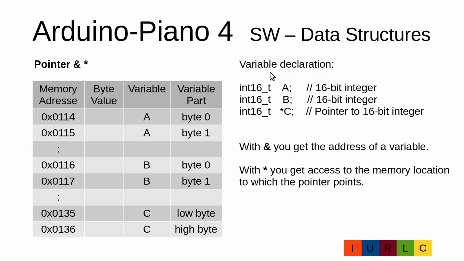For our exercise, we will do some variable declarations: a 16-bit integer variable a, a 16-bit integer variable b, and a pointer c to a 16-bit integer variable. With the asterisk, it is indicated that the variable c is a pointer variable. With an ampersand before a variable name, we will get the address of the variable. With an asterisk before a pointer variable, we will get access to the content of a memory location to which the pointer points. These two are valid for execution code, not for declaration.